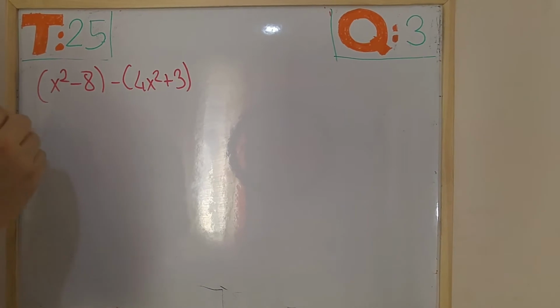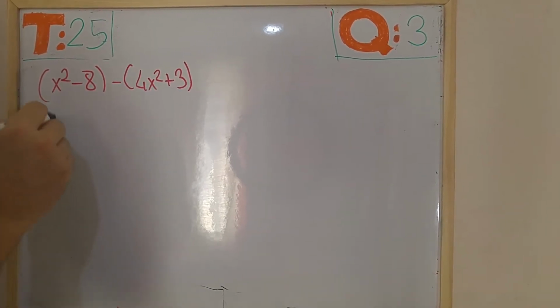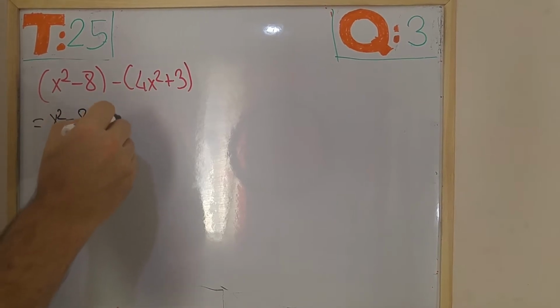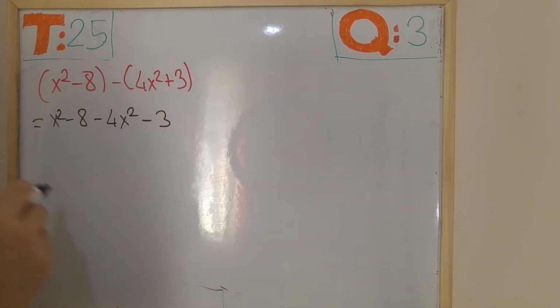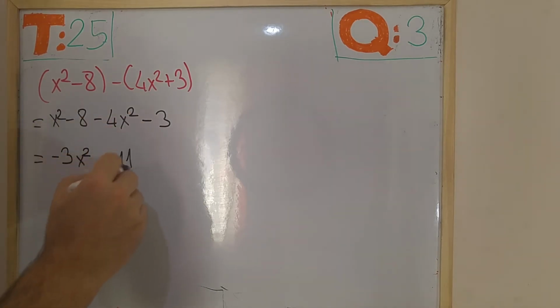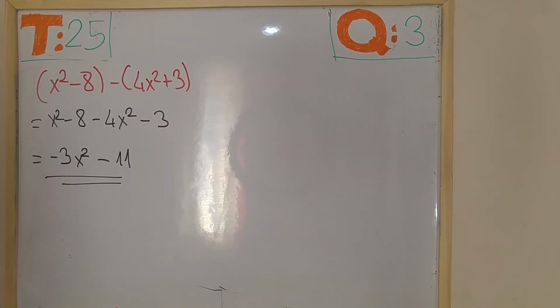In parentheses, I have x squared minus 8 here, minus 4x squared minus 3, which is going to be equal to how many x squares do I have? 1 minus 4 is equal to minus 3x squared, minus 8 minus 3, minus 11. This is my answer.